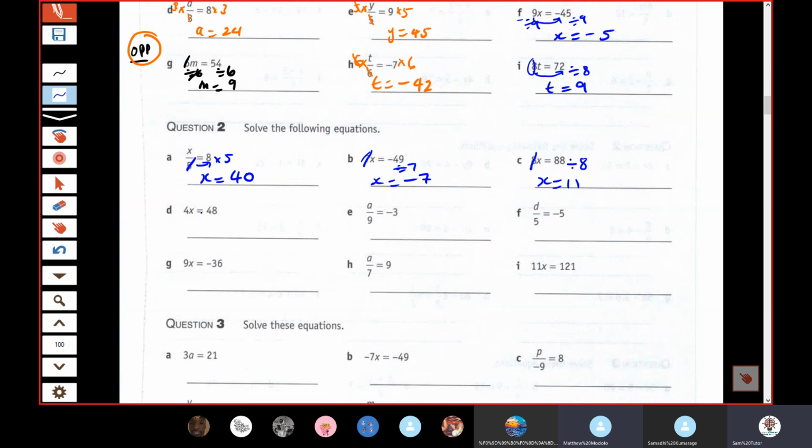Let's go again. Alvaro, D, 4x equals 48. Alright, so first, you gotta divide 48 by 4. That's X equals? 12. X equals 12. Thank you.